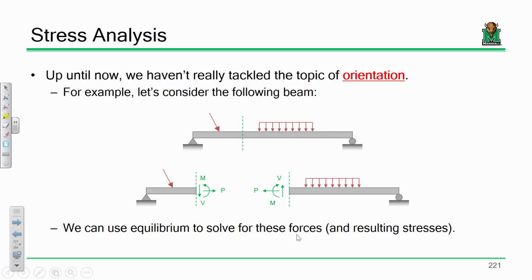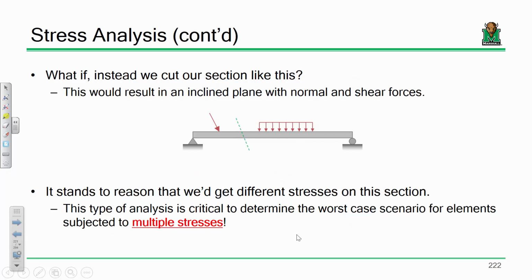Okay, what I'm getting at, and I'm being a little silly, but what I'm really getting at is we haven't really tackled the topic of orientation. And what I mean by that is, here's a problem. We have a beam, we cut a section, and we look at shears and moments and deflections and all sorts of stuff. But when we cut our section, we've sort of had an unwritten rule up until now that if the beam is going left to right, we would cut our section up and down, okay?